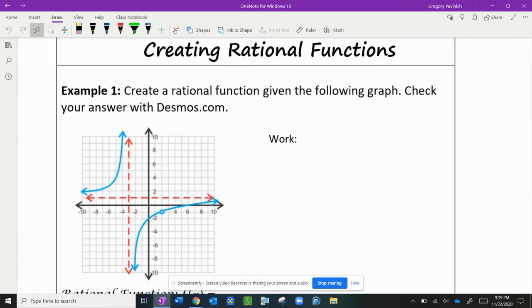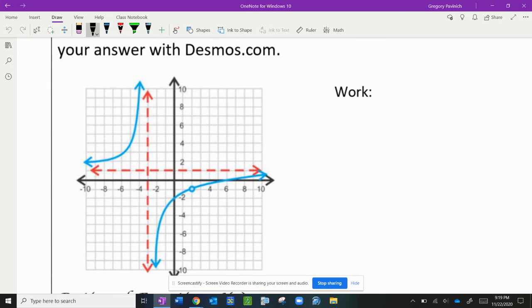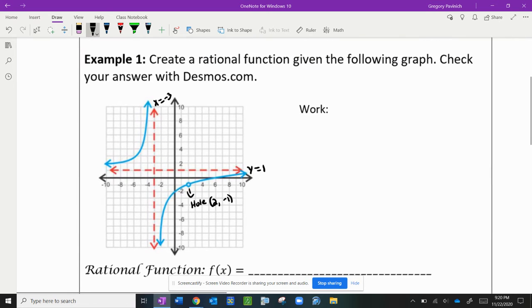Our last and final INB is creating a rational function given a picture of a function. A couple things to notice: I have a hole over here, and that looks like it's at 2, -1. I have a vertical asymptote at x equals -3, and I have a horizontal asymptote at y equals 1. And so we just need to put that together.